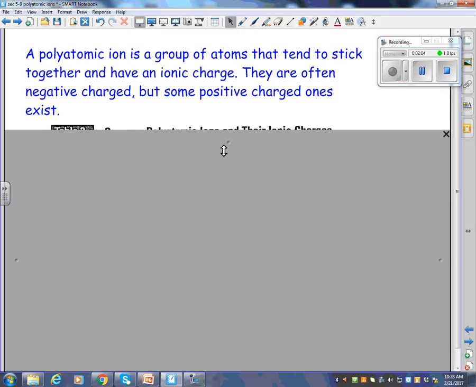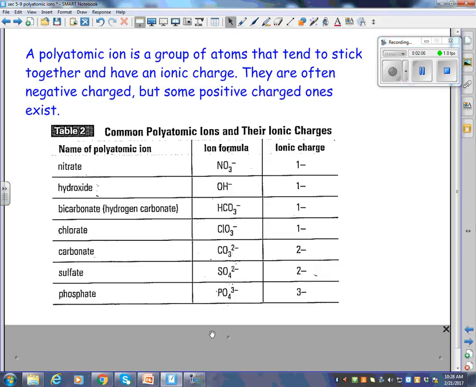And I think you have it right in front of you, right? Okay, so nitrate, not to be confused with nitride. Nitride would be just nitrogen. Nitrate, NO3, has a charge of 1 negative. Hydroxide, OH, not to be confused with hydride, is a 1 negative. Bicarbonate or hydrogen carbonate, HCO3.